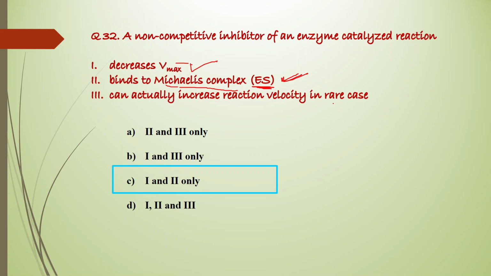Can actually increase reaction velocity in rare cases? No, we have already seen, because the enzyme is not available because of the formation of EI and ESI. So that's why the velocity gets decreased. It is never going to increase in case of non-competitive inhibition. So the only correct statements were actually 1 and 2. So our correct option is option C, that 1 and 2 are true for non-competitive inhibition.